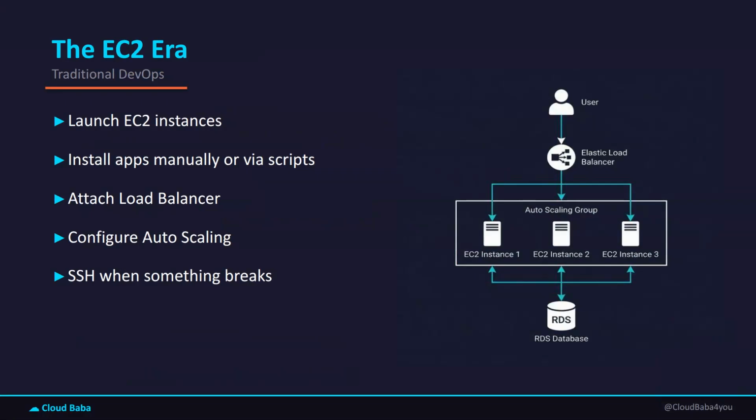But let's start with how things used to work. The traditional setup looks like this. You launch EC2 instances, you install your application manually, or maybe you have some shell scripts. You attach the load balancer in front, configure auto scaling, and when something breaks, you step into the box and figure it out. This worked, and honestly, many companies still run this way. But problems started appearing at scale.